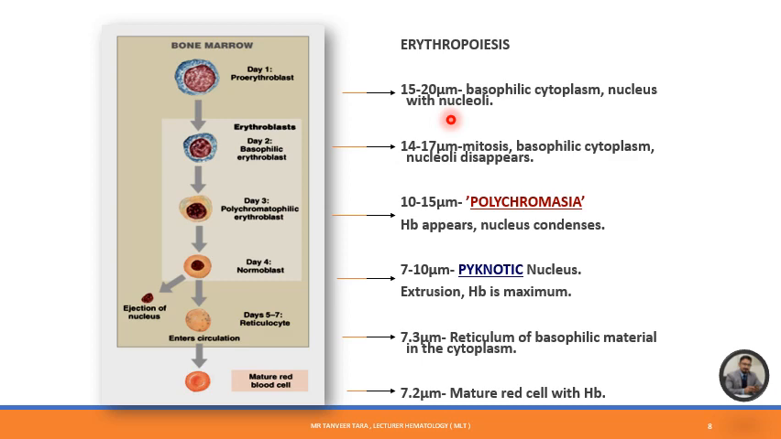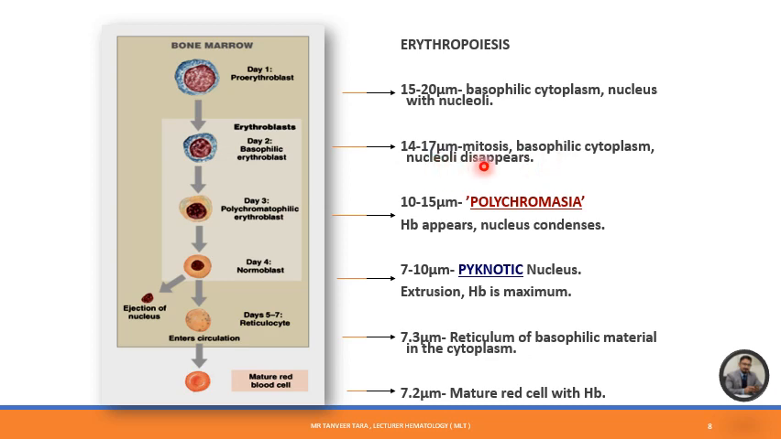And open chromatin means that it has nucleoli, and it has the capability, the capacity, the ability for mitotic division. And then the second stage of erythropoiesis is the basophilic erythroblast, and here the size is reduced, 14 to 17 micron. Mitotic division is still here, and it still has basophilic cytoplasm, because basophilia shows that it is an immature cell, and it has mitotic division.